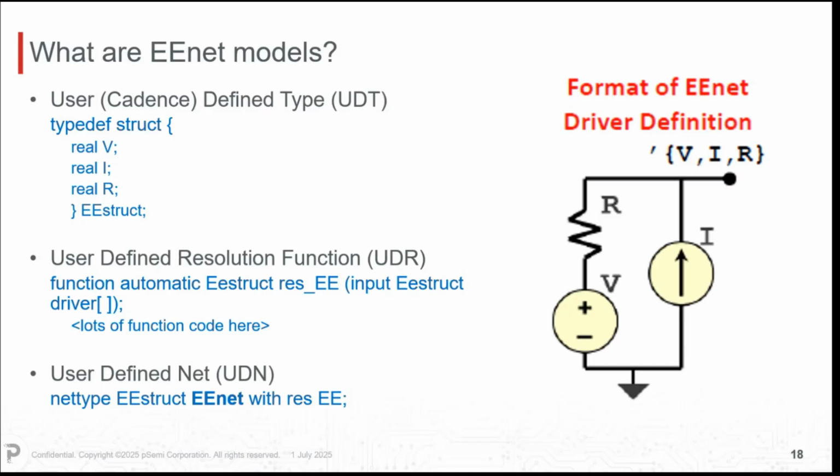So if we look at the EEnet itself, this is a user-defined type which is modeled this particular way. It essentially represents, in terms of a voltage source, a series resistance, and a parallel current source. So there are three fields in there representing that voltage, current, and resistance. There's a user-defined resolution function and a user-defined net that uses that resolution function in conjunction with the net.